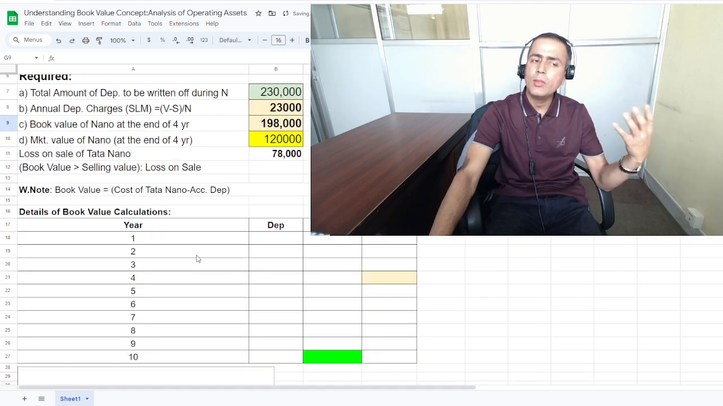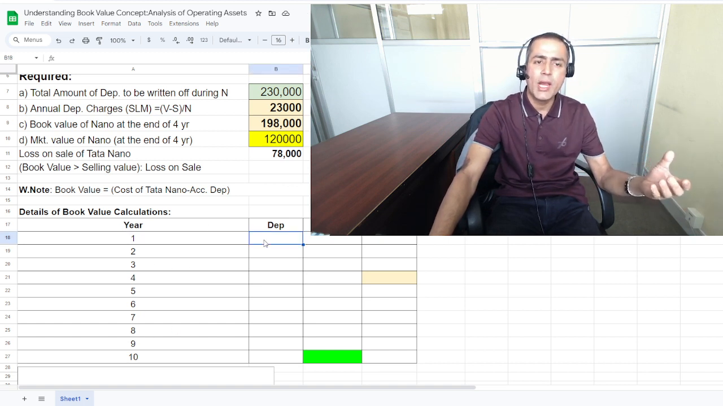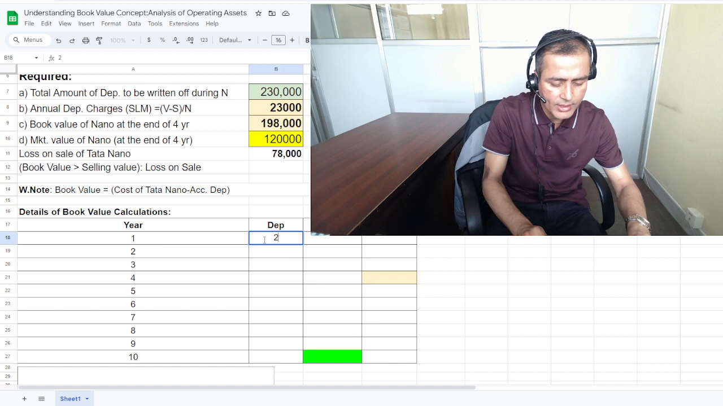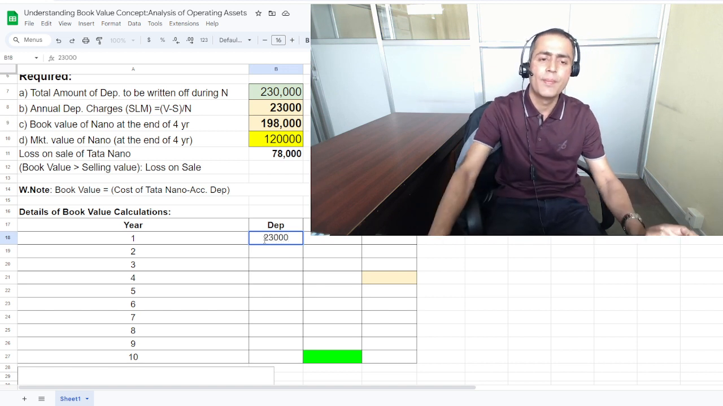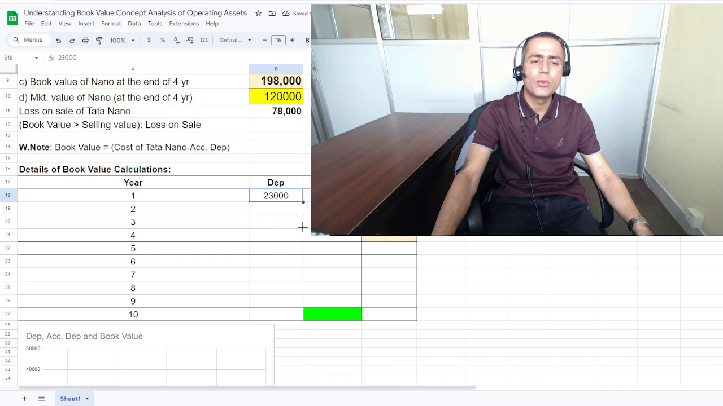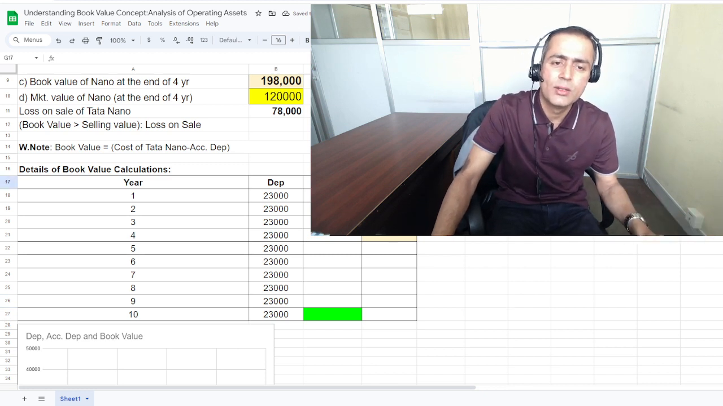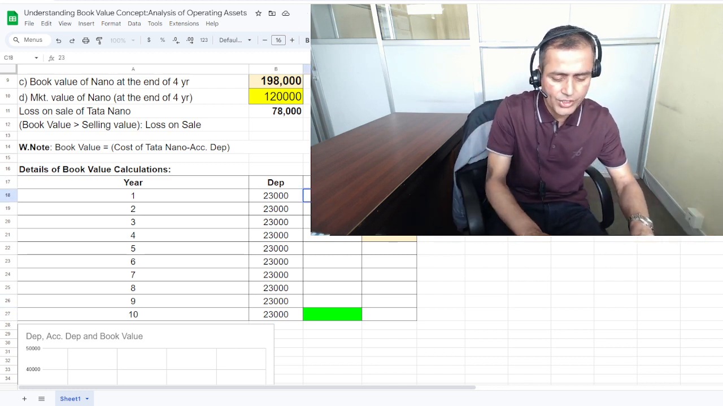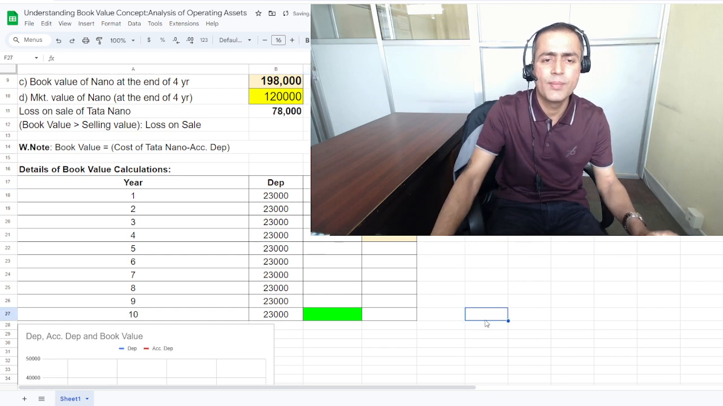Now let's move to how we calculate the book value for 10 years. Annual depreciation you already calculated, that is 20,000. Then you simply drag it, since for all years we have the same value, okay? Next, for accumulated depreciation we have about 23,000, okay?